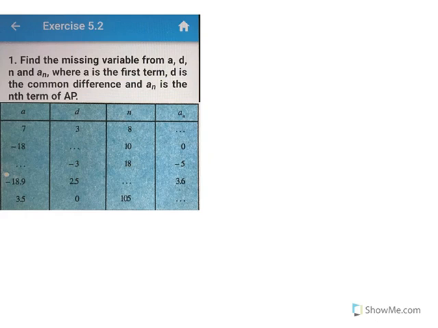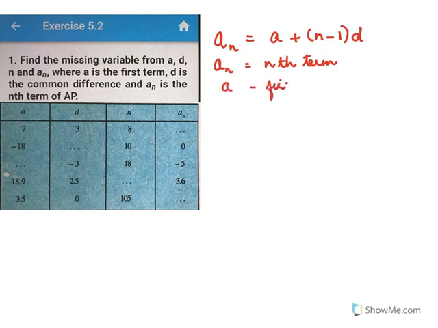Exercise 5.2. In this entire exercise, we're going to use the formula a_n equal to a plus (n minus 1) d, where a_n is the nth term, a is the first term, n is the order of the term, and d is the common difference.